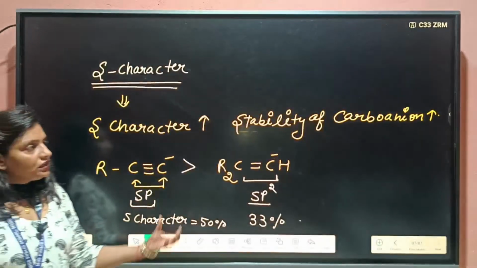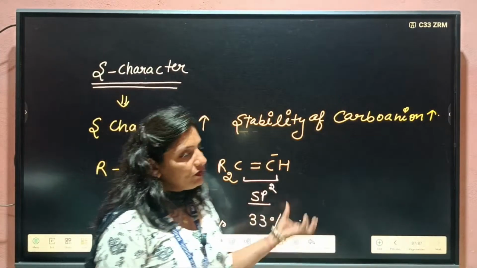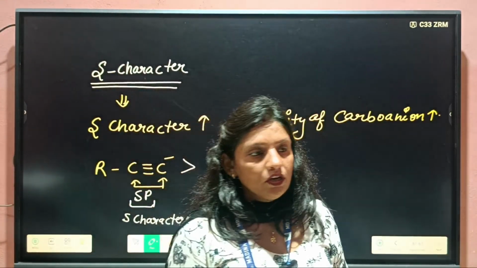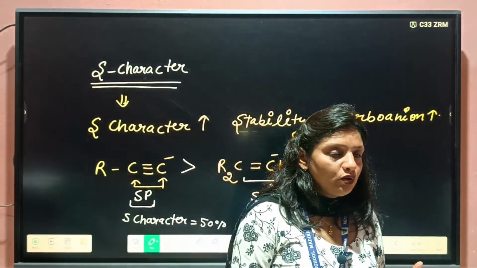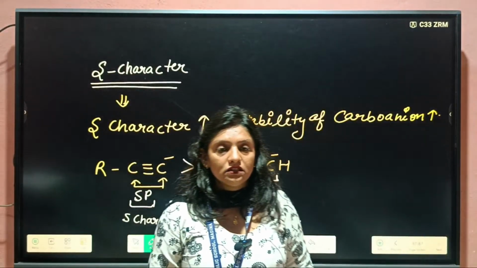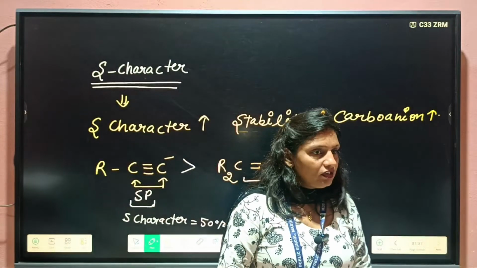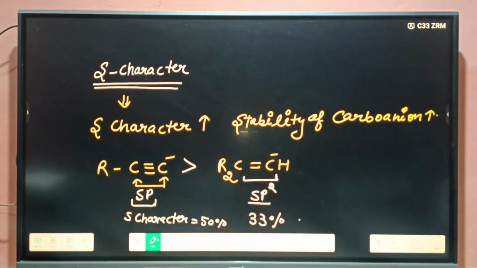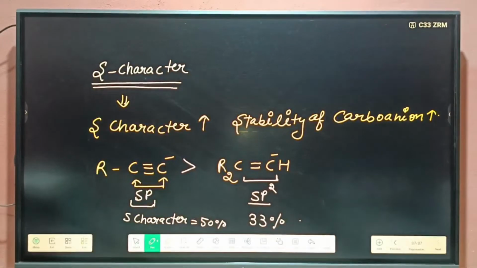Clear? So these are the three factors. So today we have discussed carbanion. Any doubt in this? Okay. So tomorrow we will discuss one more intermediate, that is the free radical. Clear? So thank you. Have a nice day.